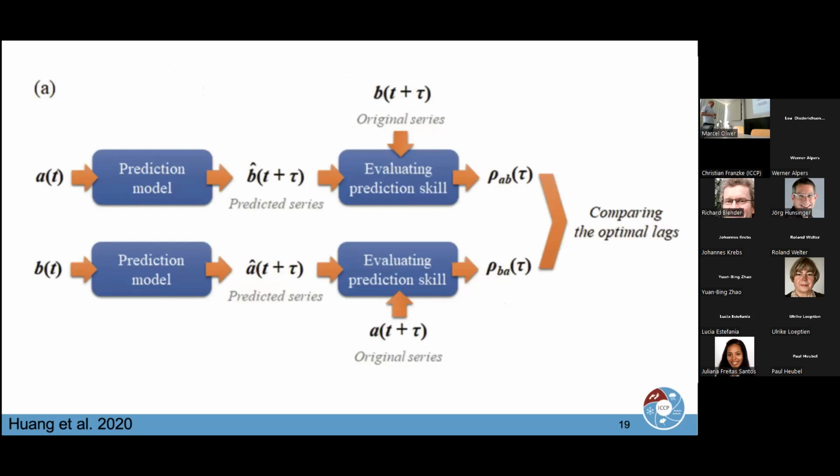So how do we do this now? Say we have two time series where we want to see whether there is a causal relationship between A and B. We put this into the reservoir computing to predict whether we can use A to predict B or B to predict A. Then we evaluate this with the original time series, look at the correlations, and compare the optimal lags. That would be our measure of whether there is a causal relationship or not.